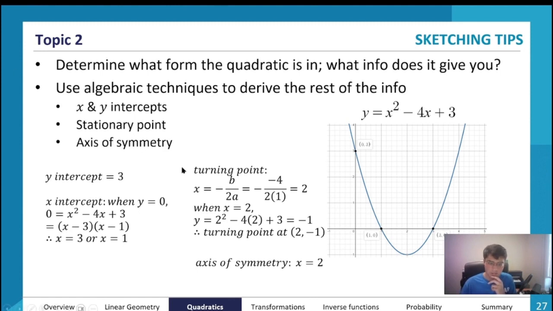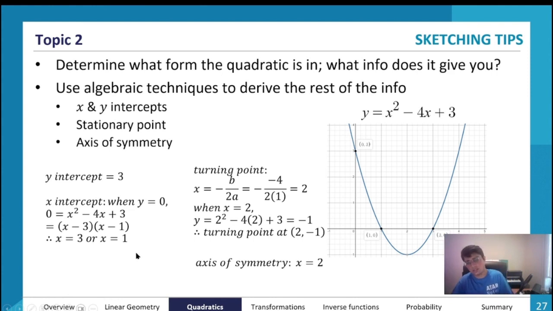In terms of actually finding the turning point and axis of symmetry and stuff, we'll look at an example here. We've got x squared minus 4x plus 3. Straight away, the face value info is that the y-intercept is at 3. The x-intercept, we can find that by setting y equal to 0 and then using one of those three methods. In this case, we're using the first method. We're converting from expanded form to factorized form. So we've got x minus 3 and x minus 1. Using the null factor theorem, x is equal to 3 or x is equal to 1.